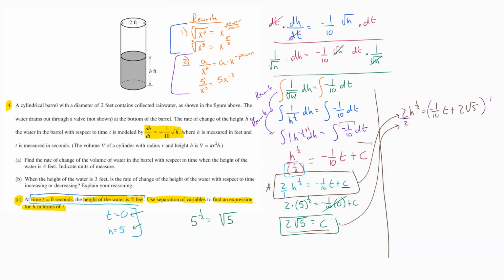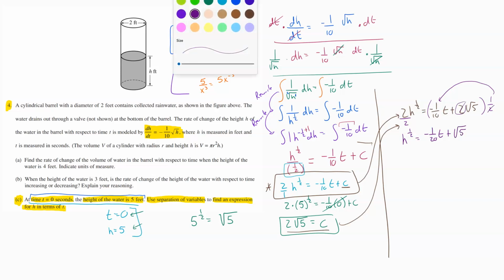Essentially, you're multiplying this entire equation by 1/2. So we get h to the 1/2 is going to equal, distributing that 1/2 in, 1/2 times negative 1/10 is going to get us negative 1/20 t plus the 2 up here and the 1/2. Those are going to cancel each other out, and we've got the square root of 5.